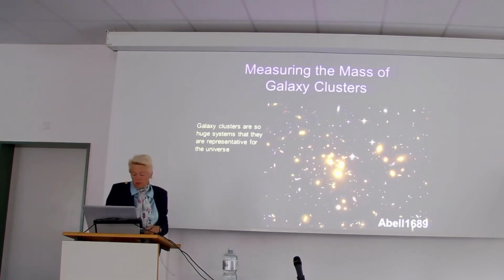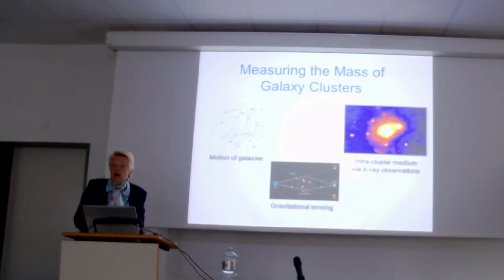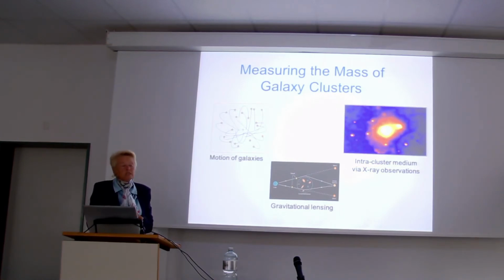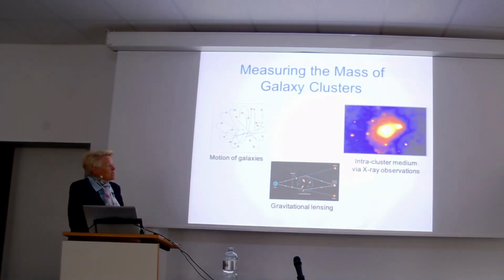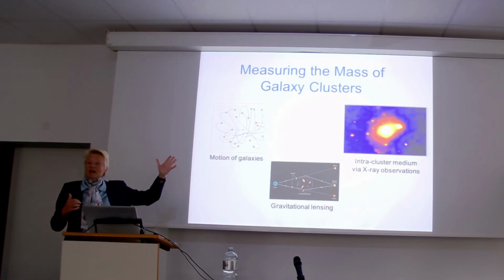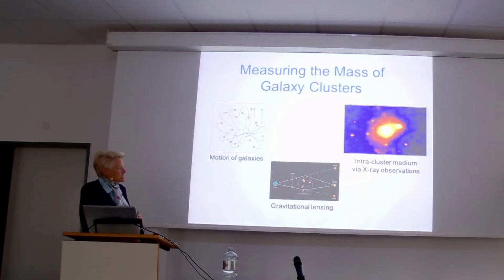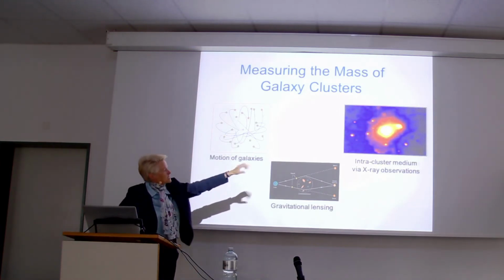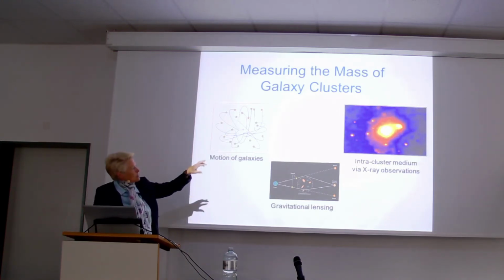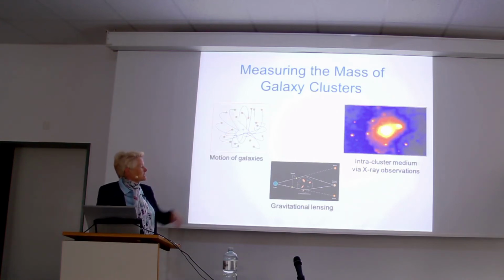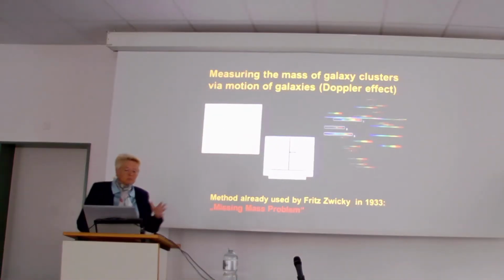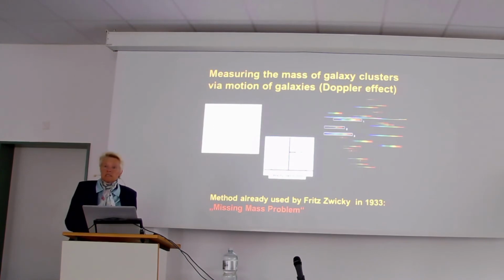And now I would like to show you some methods for how the mass of such a galaxy cluster can be measured. Also here, you could make errors when you use just one method. So it's always good to have several methods and then see whether the results are consistent. The first method that was used is motion of galaxies. Then we come to the intracluster medium, that is gas between the galaxies, and also a very interesting method, gravitational lensing.